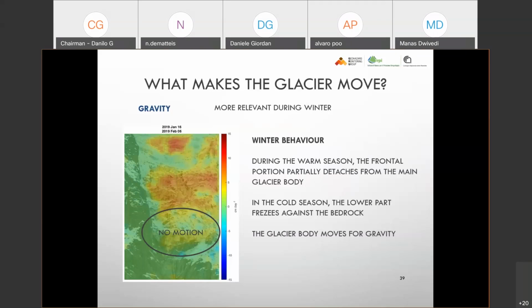The interface between bedrock and ice is frozen. There is no liquid water, and therefore only the gravity exerts its forcing, and the frontal part has a mass too low to overcome the friction, and therefore only the main body of the glacier moves. And the crevasses that open during the summer close in winter.